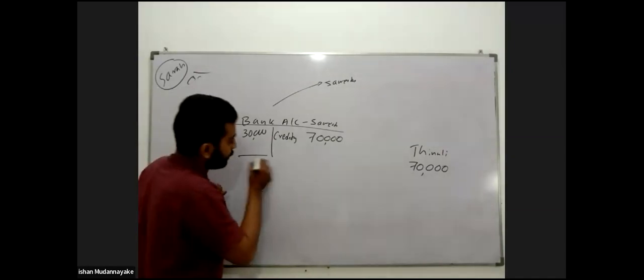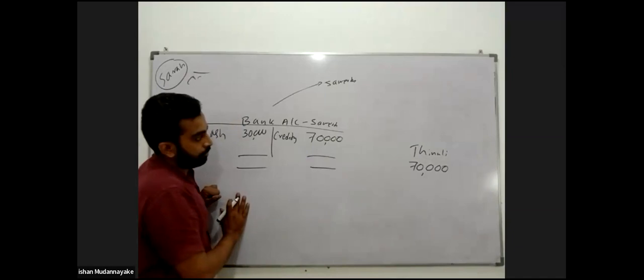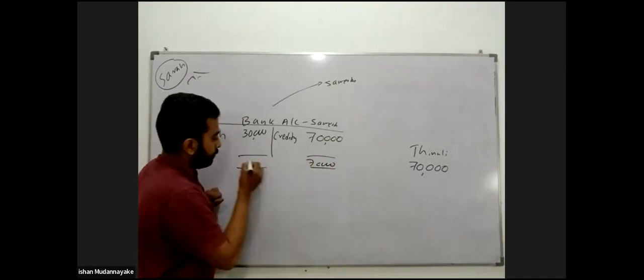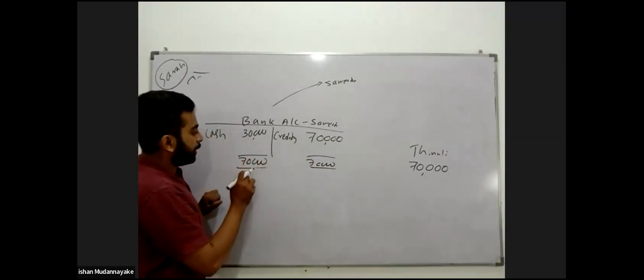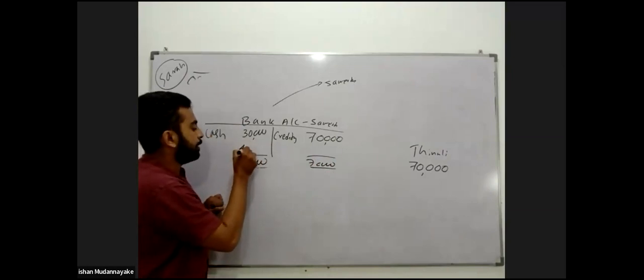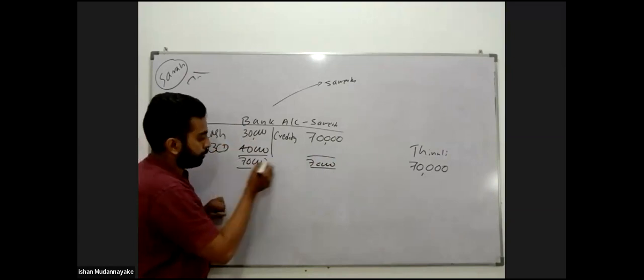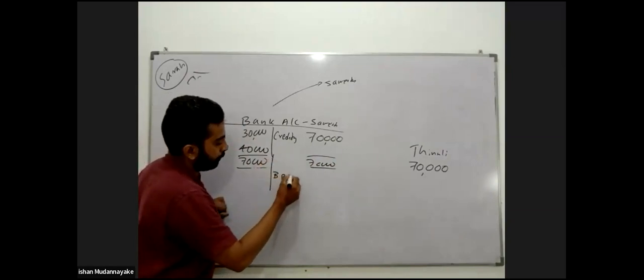Then what is the remaining balance of the bank account now? 70,000 minus 30,000. How much balance? 40,000. Yes, very good. Balance brought forward 40,000.